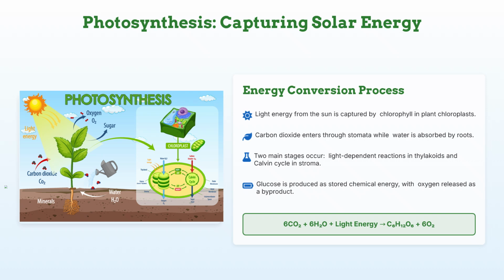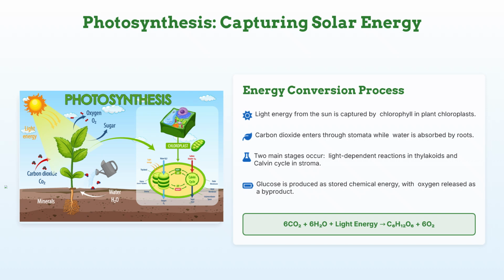Photosynthesis begins when light energy from the sun is captured by chlorophyll molecules in plant chloroplasts. Carbon dioxide enters the plant through tiny pores called stomata, while water is absorbed by the root system. The process occurs in two main stages: light-dependent reactions in the thylakoids and the Calvin cycle in the stroma.